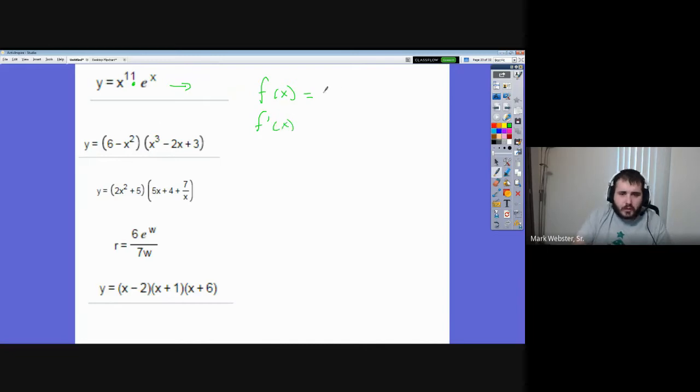Well, our left one is 6 minus x squared. Take the derivative of 6, that's 0. Take the derivative of negative x squared, we get negative 2x. Now let's do our g. X cubed minus 2x plus 3. Now I'm going to take the derivative of that.